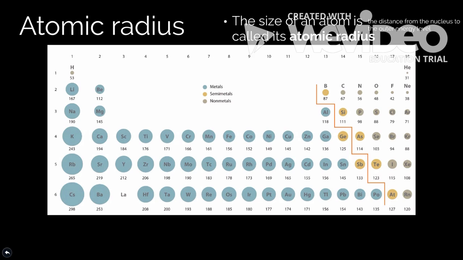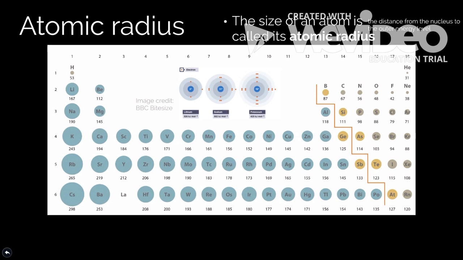So you see that every time we go down on a group or an element family, we are getting slightly larger and larger atoms at every step. And this is because when we look at the atomic models, we know we have different energy levels or different electron orbitals, shells. And so at every turn, at every new row, we are adding one more energy level.